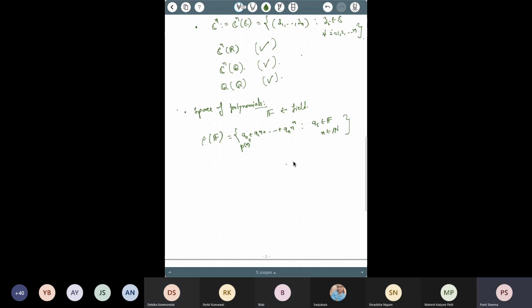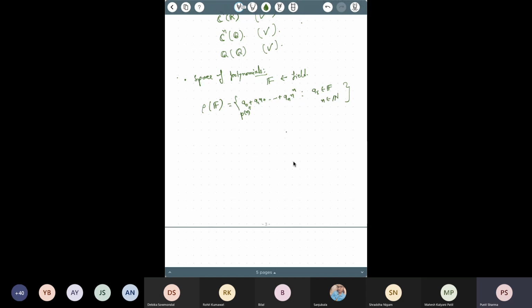Now how would you define two operations here? Component-wise addition. Yes, you will add the coefficients. And similarly, you can define the scalar multiplication, and under these two operations this forms a vector space. So these things you can verify yourself.